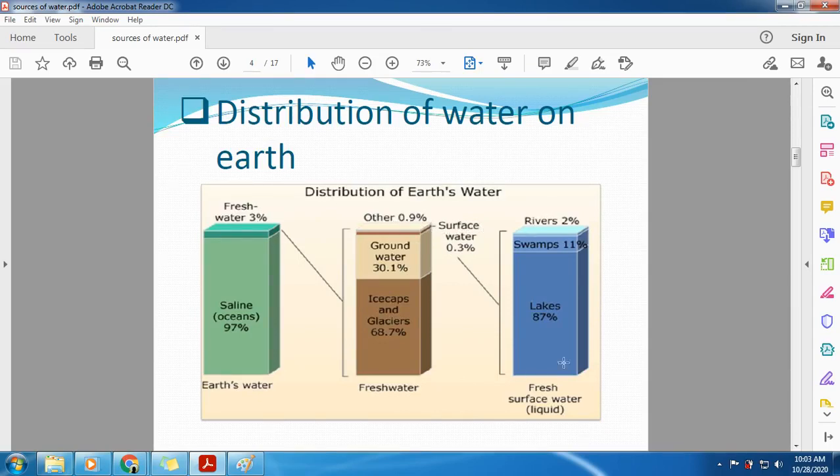Then, if we enlarge it, exaggerate it, the 0.3% of 3%, 87% of that is in lakes. In swamps, 11%, 12% of that. The rest is very small. So, this is fresh water.